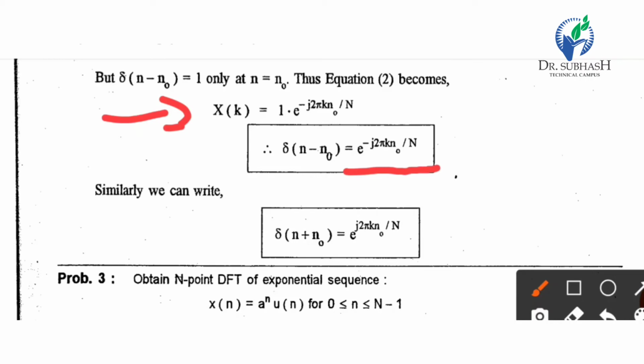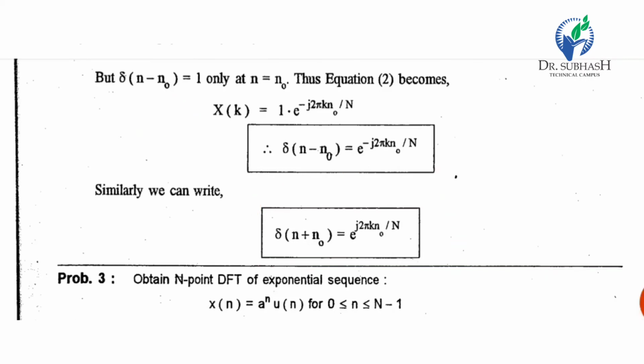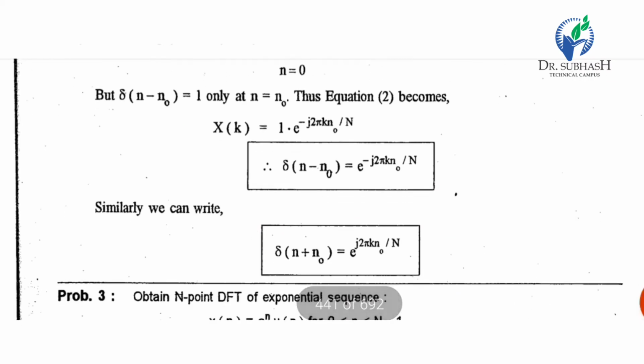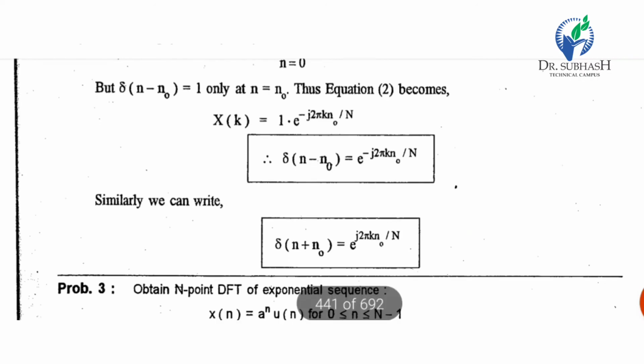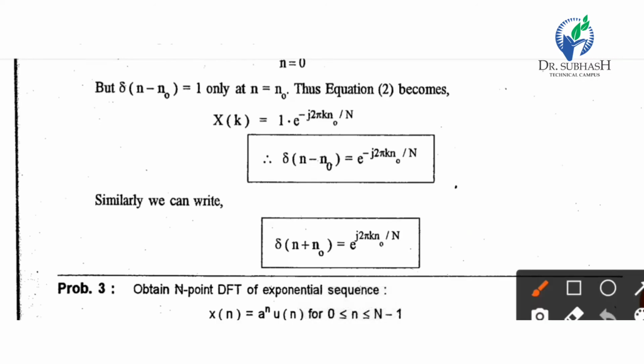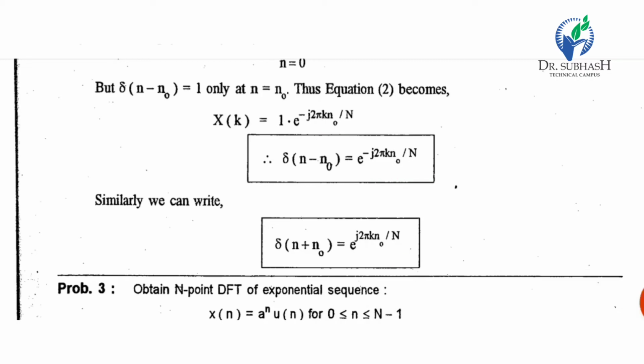As per similar, the DFT of delta n plus n0 is e raised to plus j2 pi k n0 upon capital N. So here n equal to n0, and here also is n0. So this is n0 or n equal to n0.